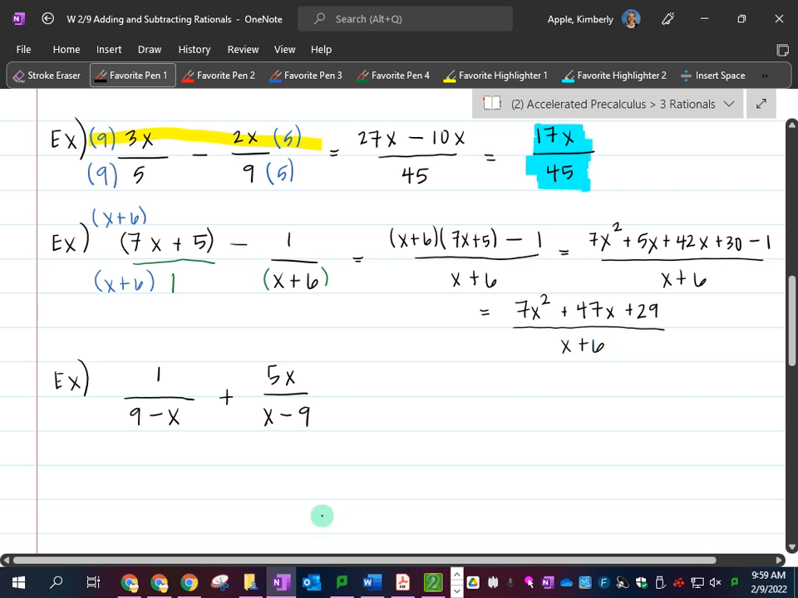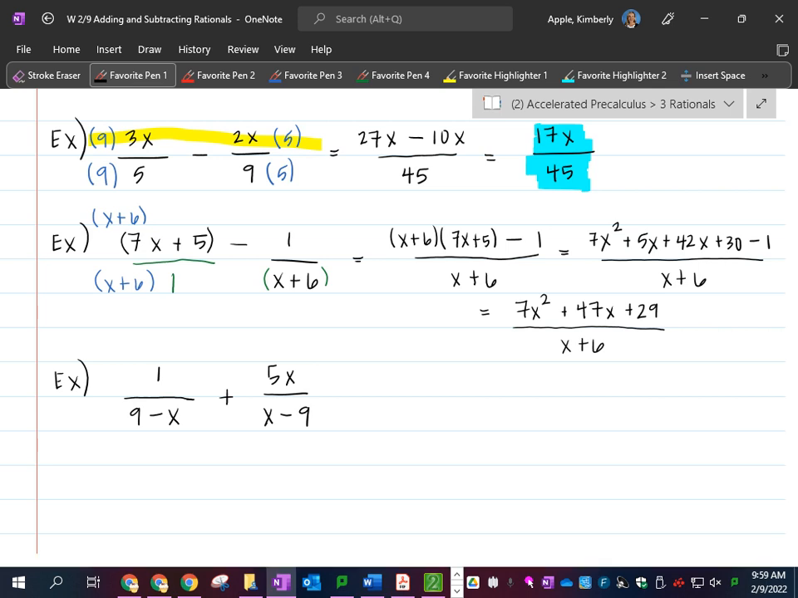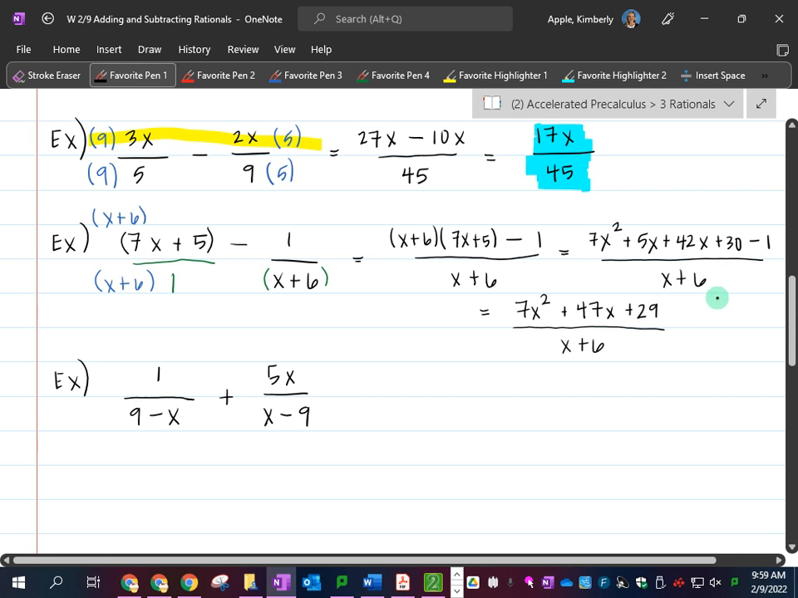Now at this point, I'm not real sure if anything's going to cancel or not. So I'm going to have to try to factor that top piece. Probably want to use your table function for this one. So, it's going to be two numbers that multiply to 203 and add to 47. I know I got 1 and 203. Is that going to work?